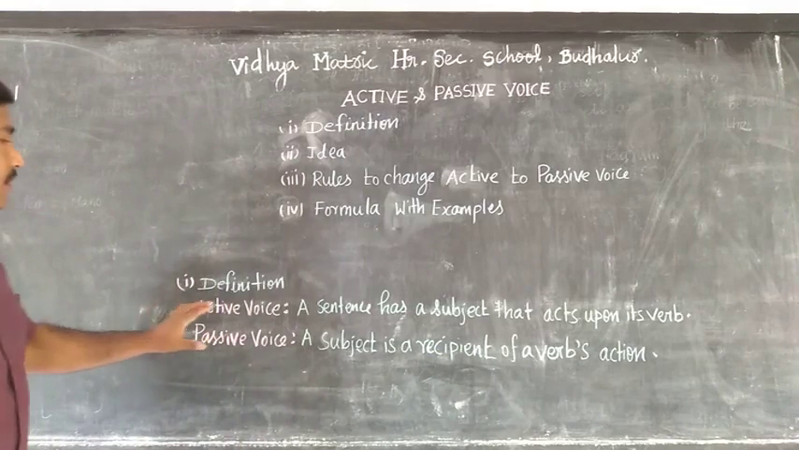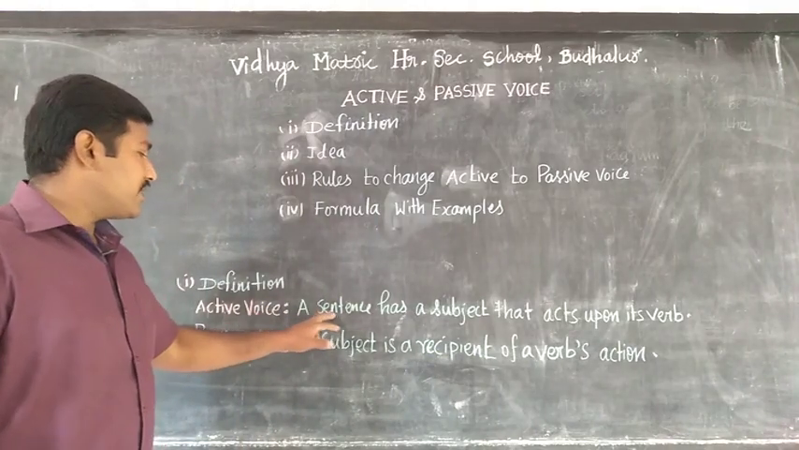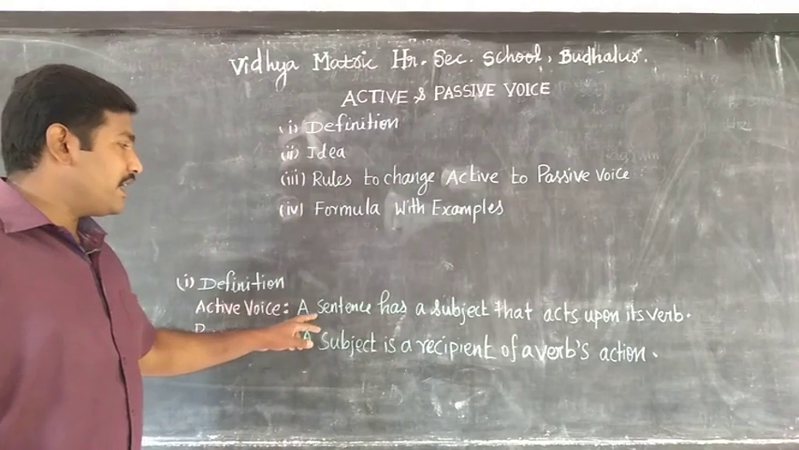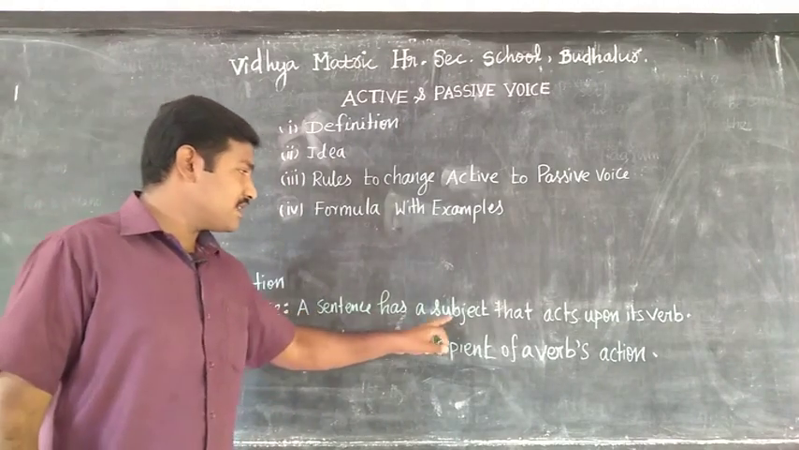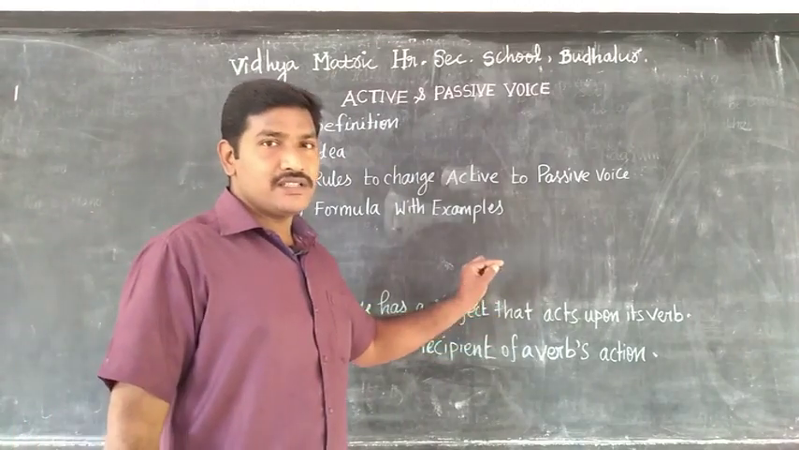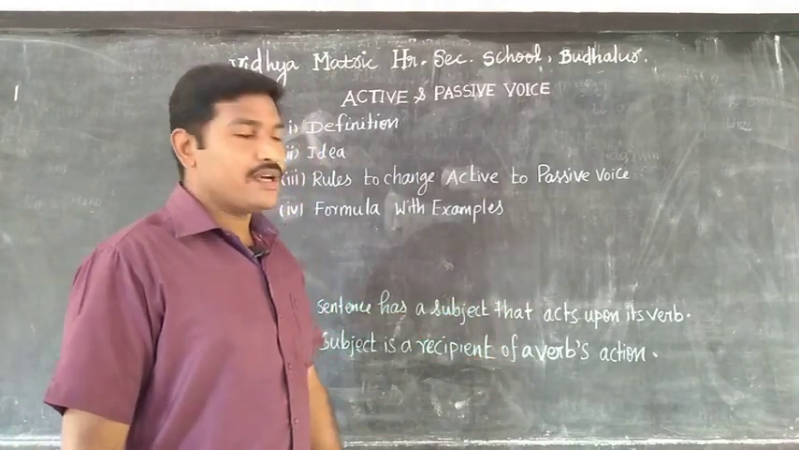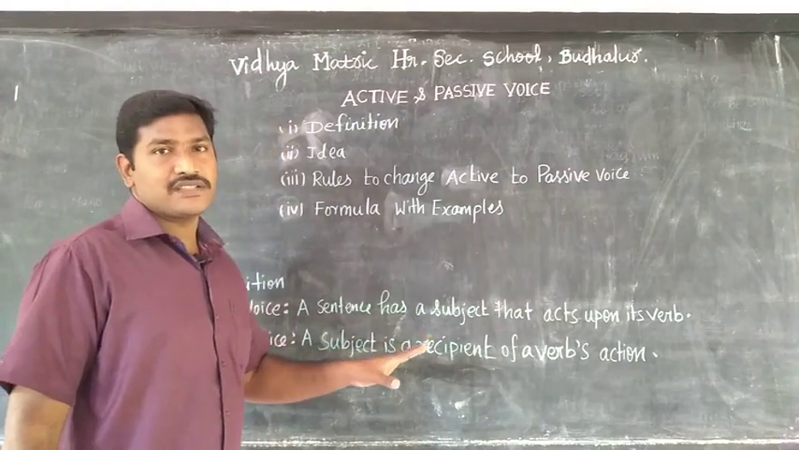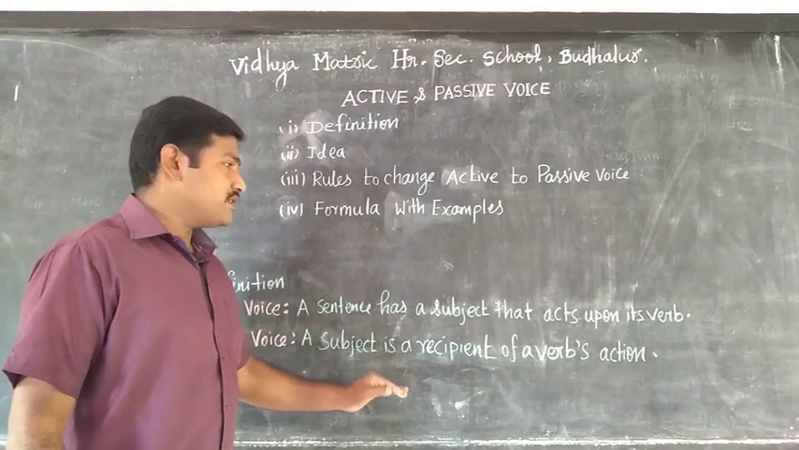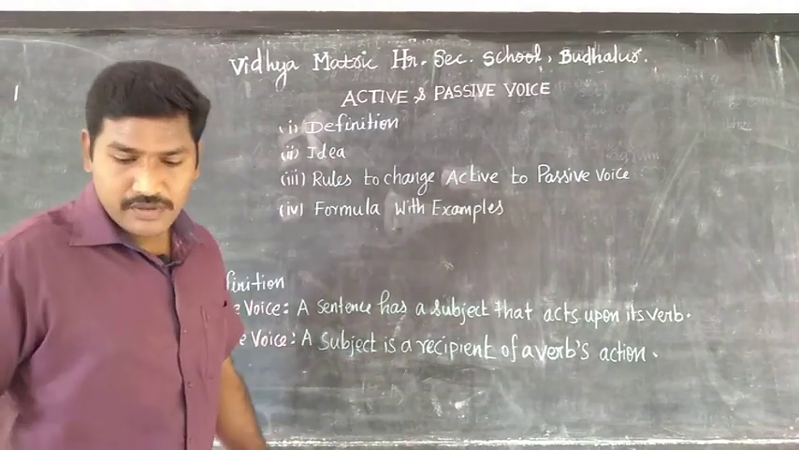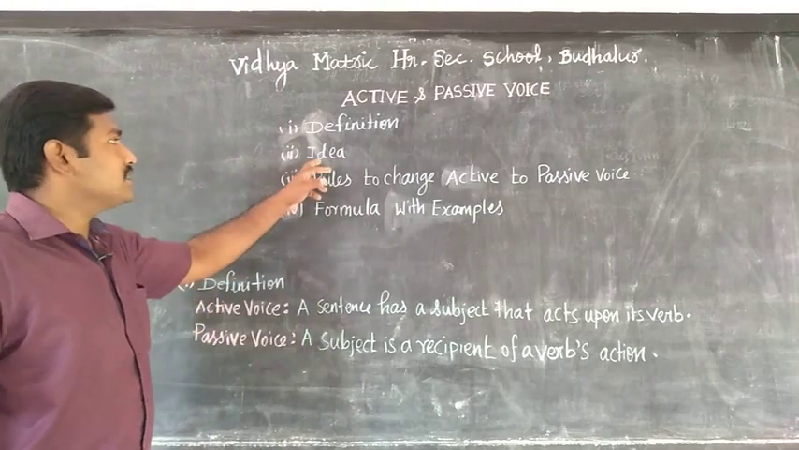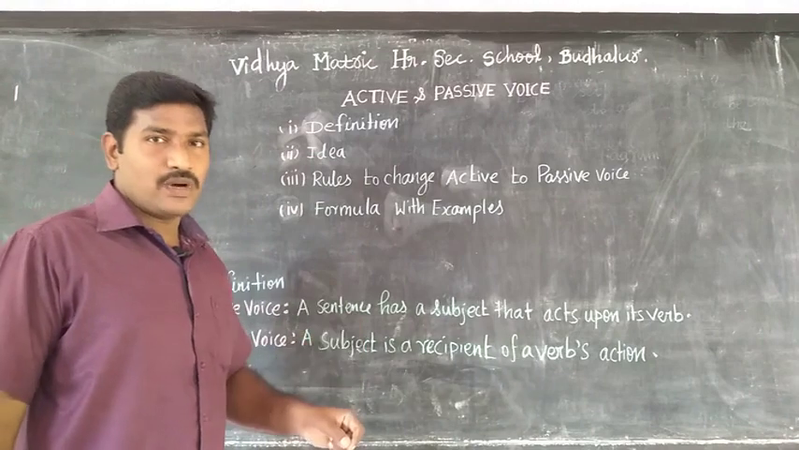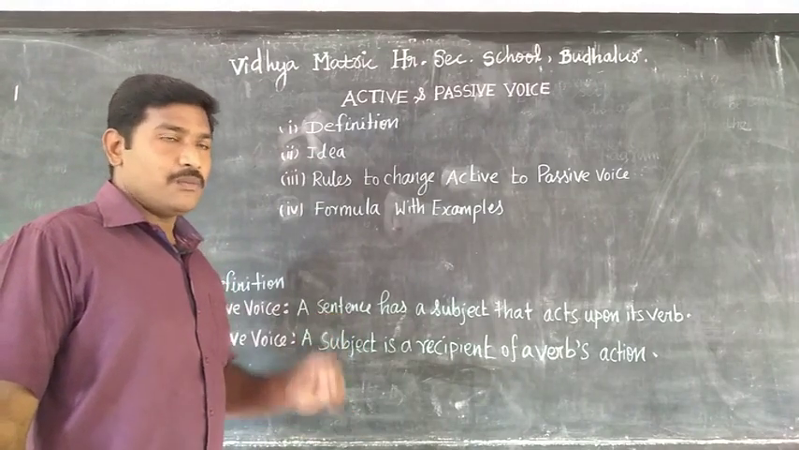So you have to understand the definition of the active voice and the definition of the passive voice. Once again I read out: a sentence has a subject that acts upon its verb is called active voice. A subject is a recipient of a verb's action, that is called passive voice. Are you clear? Then move to the 2nd step, idea. How to identify whether the sentence is active voice or passive voice.